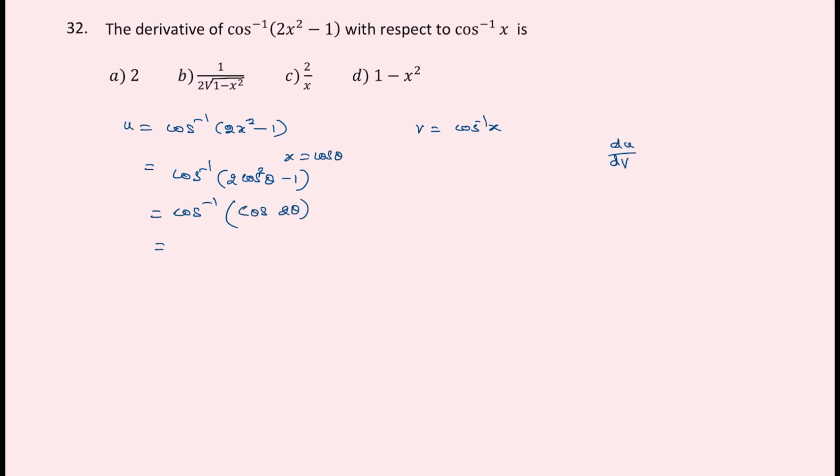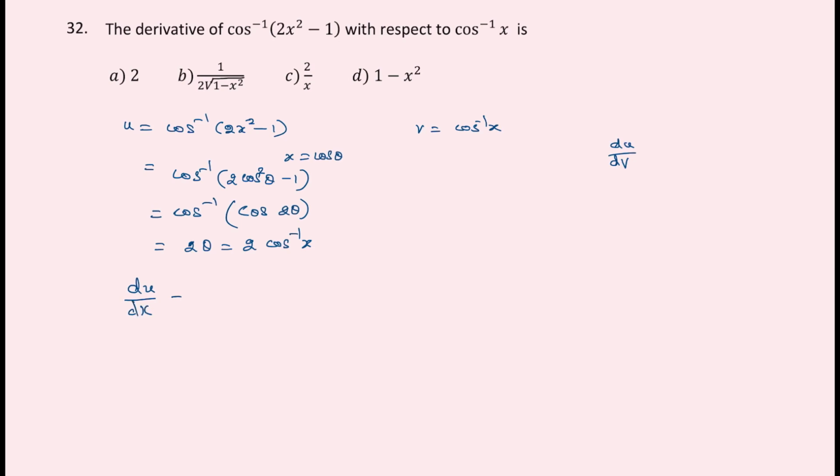Now cos inverse and cos will get cancelled. We get 2 theta. We will substitute for theta. Theta is cos inverse of x. Now v is also cos inverse of x. So we have to differentiate u with respect to v. So directly we can write the answer as 2. Because differential of 2 cos inverse of x with respect to cos inverse of x will give you 2.